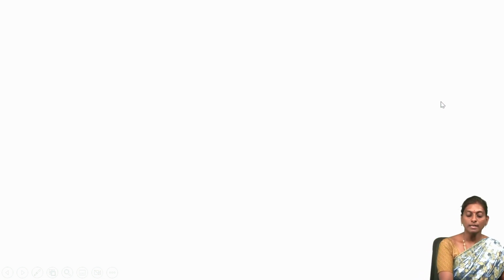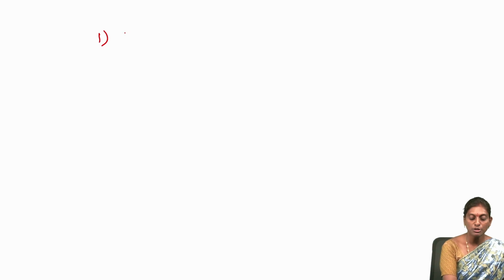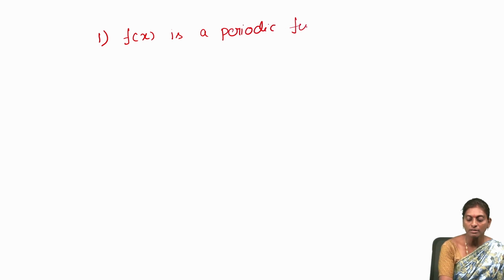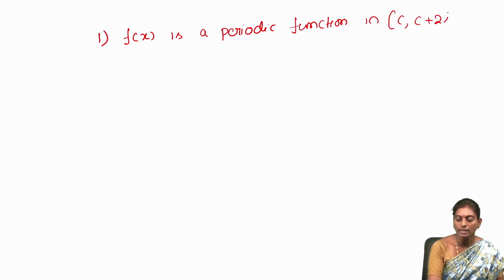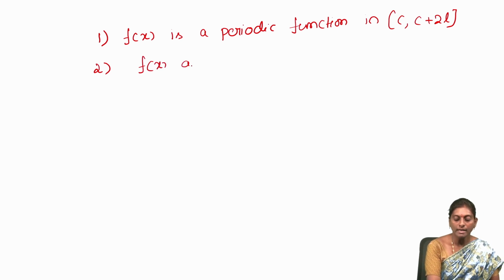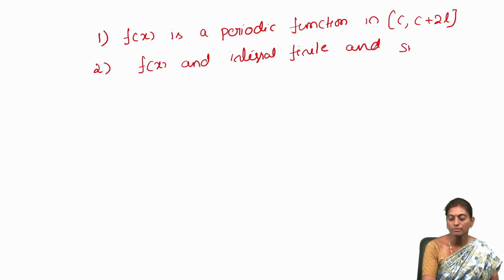What are the conditions? The condition number 1: the function f of x must be a periodic function in the interval. So you consider some interval c comma c plus 2l. And the second condition: f of x and its integral are finite, and it is also a single valued function. This is the second condition. Single valued function in the interval c comma c plus 2l.